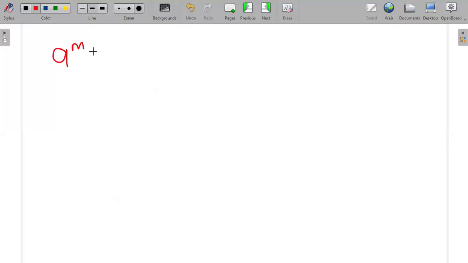So the first rule involves a raised to power m and then multiplied by, not plus, multiplied by a to the power n. So I have the same base here. This one is called the base, and this one is called the exponent or the power. So I have the same base with different exponents. How can I combine this using the rules of indices? If the base is the same, I'm just going to write one base, and if I have multiplication, I'm going to add the powers. So this will be a to the power m plus n. That's the first rule when it comes to indices.